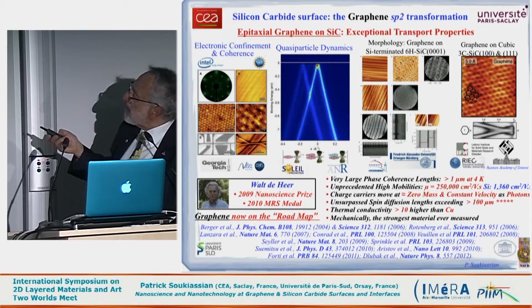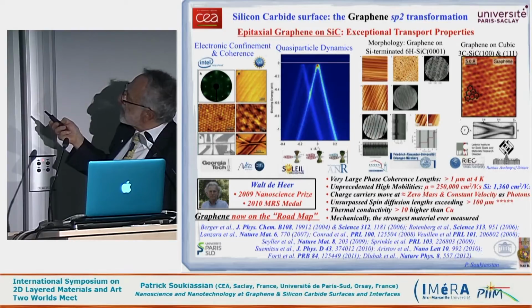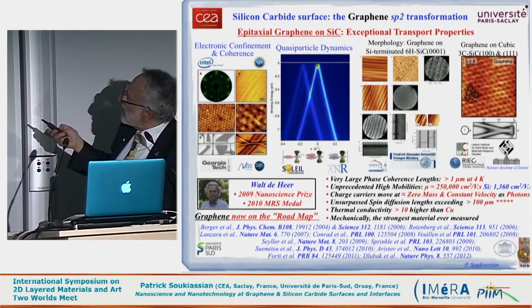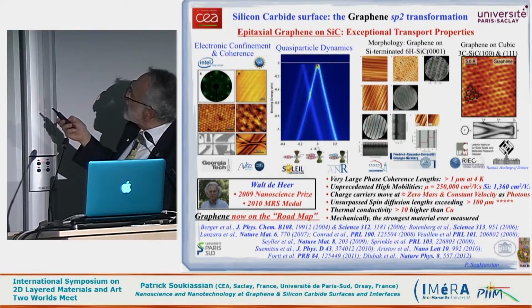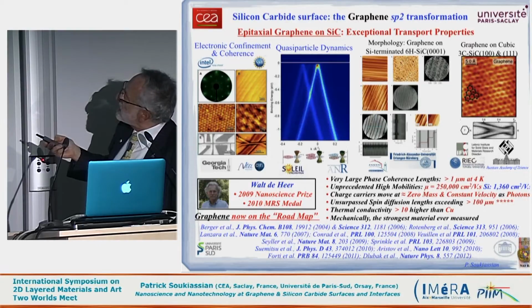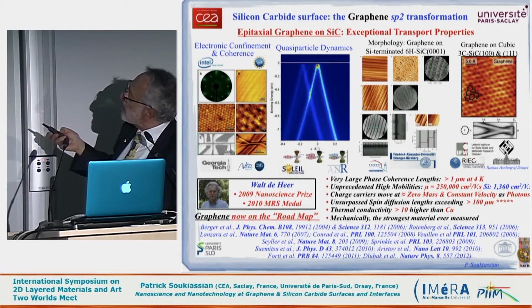The transport properties are outstanding. It has a very large phase coherence length, over 1 micron at 4 Kelvin. It has unprecedented high mobility. You are talking about 250,000 centimeters squared per volt second. Compared to silicon, it's an order of magnitude above. The charge carriers move just like photons, at zero mass and constant velocity, just as photons. And I will say a few words about that. It has unsurpassed spin diffusion length exceeding 100 microns.